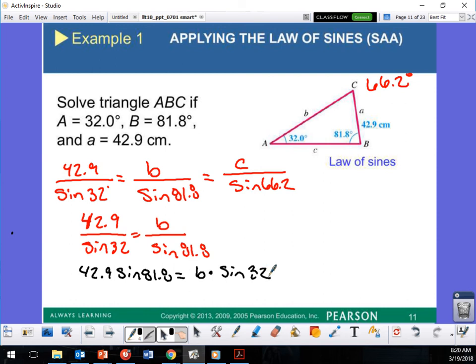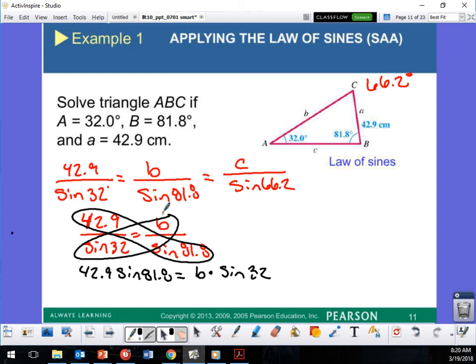So that's cross products. We did this back in geometry. You multiply crosswise. So I multiply this way, I multiply this way here, and I multiply this way here. Okay? And the equal sign just comes down in between them. Now, we're trying to solve for B, right? We're trying to solve for B.